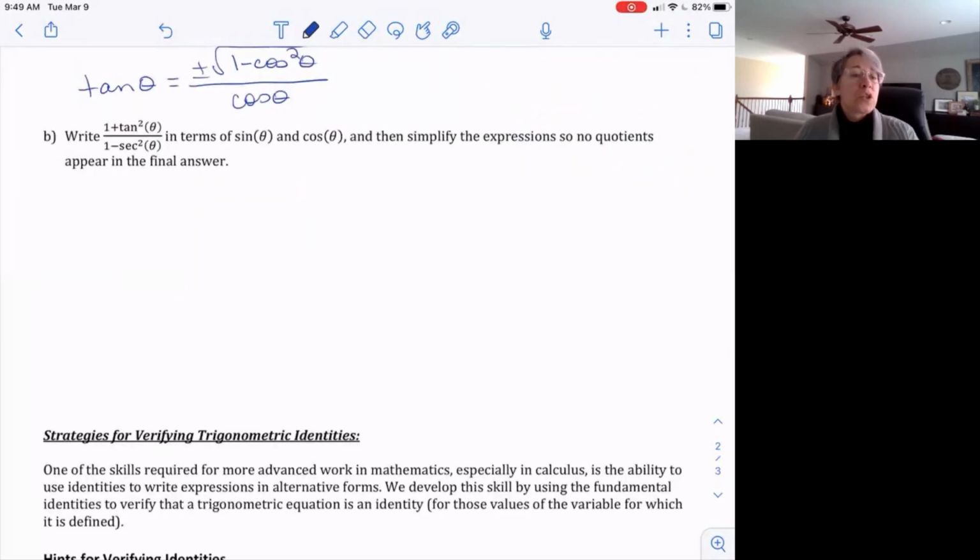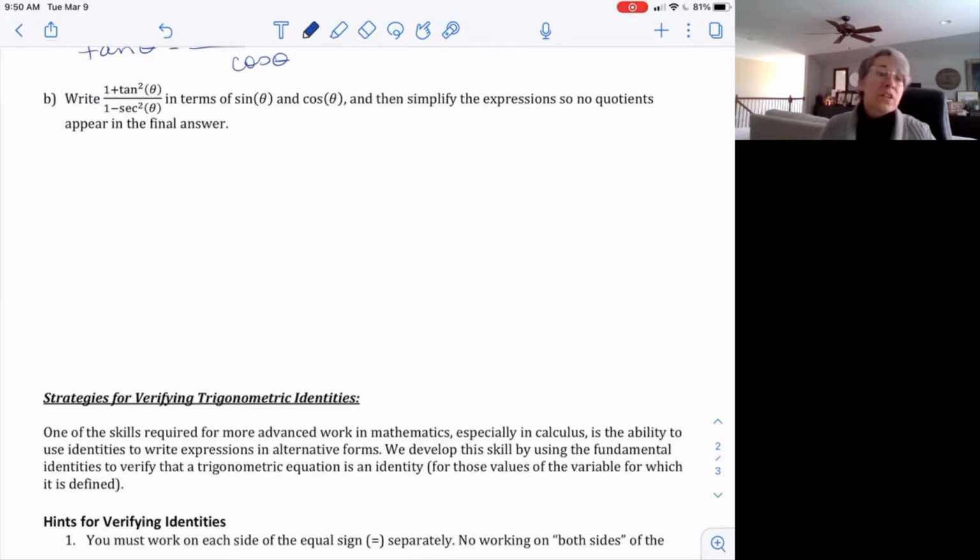In part B, they're wanting us to write that expression, 1 plus tangent squared theta quantity divided by 1 minus secant squared theta, in terms of just sine and cosine theta, and then simplify the expression so no quotients appear in the final answer, okay? So no fractions whatsoever. All right, so following the instructions, they just want us to rewrite in terms of sine theta and cosine theta. I noticed at the bottom we have 1 minus secant squared theta. We could factor out a -1 and make it a secant squared theta minus 1, and then do some substitutions, but we will go ahead and follow the instructions and write everything in terms of sine and cosines and simplify.